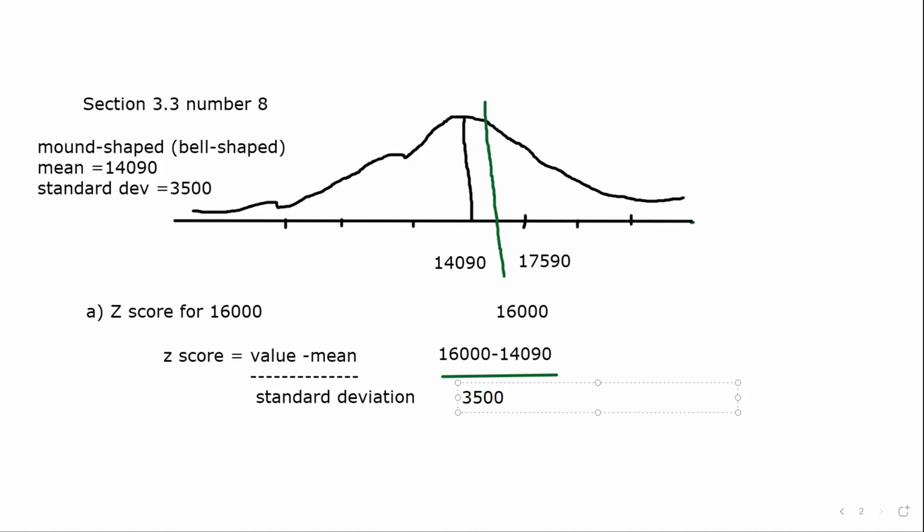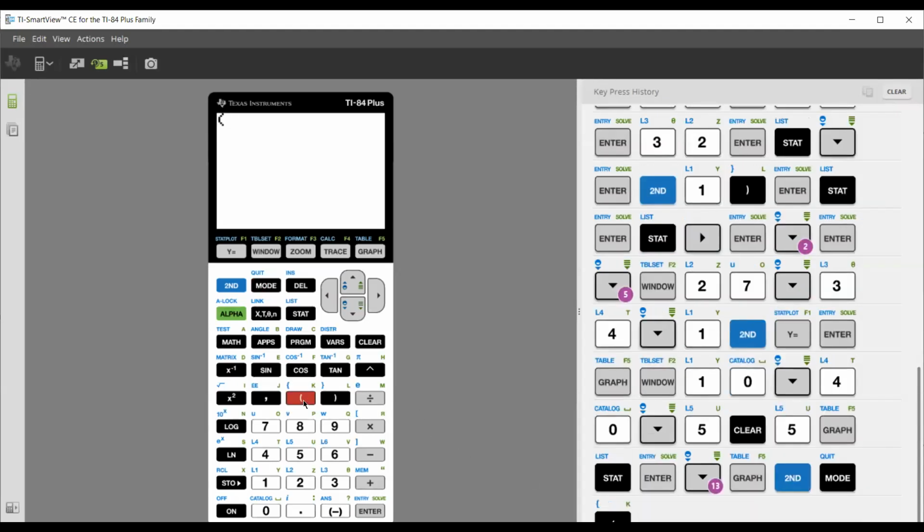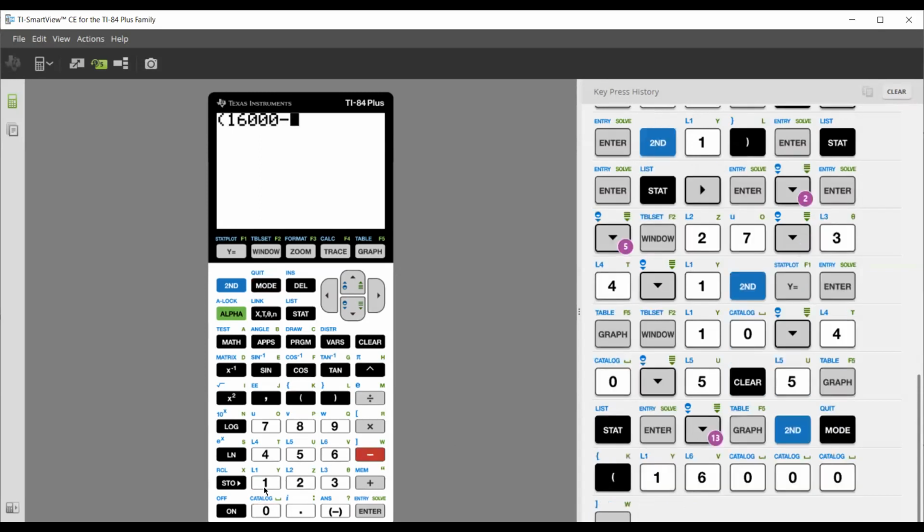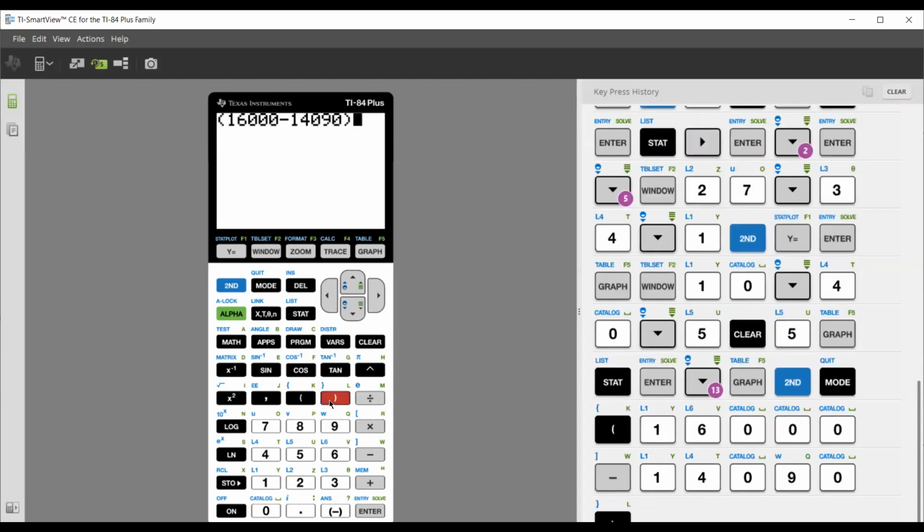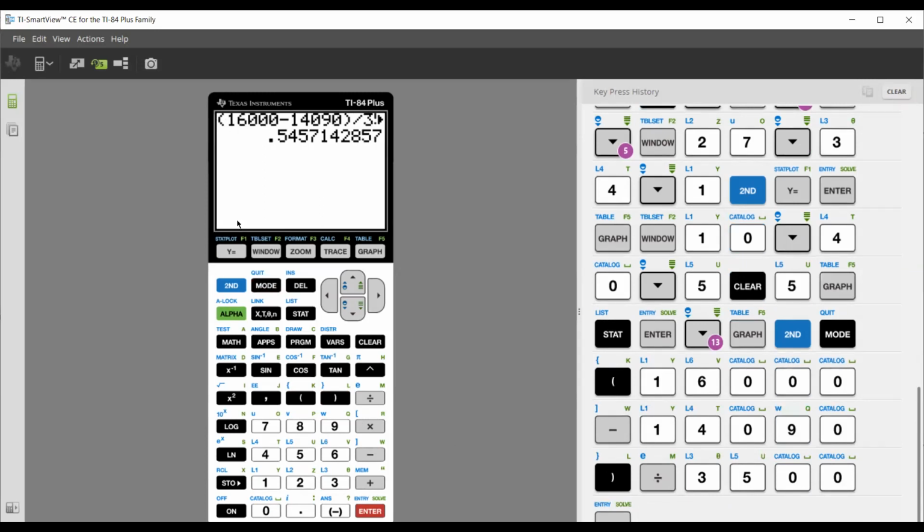I got 15,995.8. Let's try that again. Let me put up the calculator on the screen. Don't forget that you need parentheses around the top. You have to do the subtraction first. So you get 16,000 minus 14,090, divided by 3,500. And I get 0.5457.